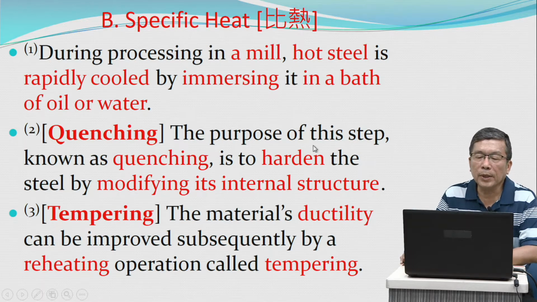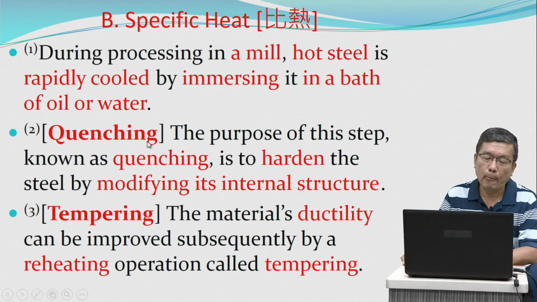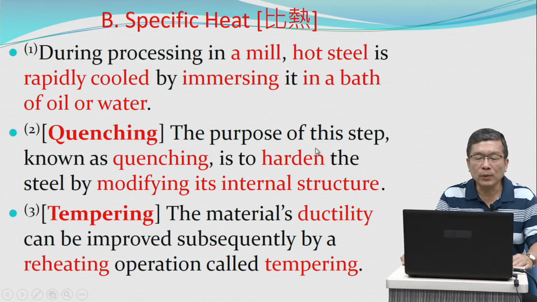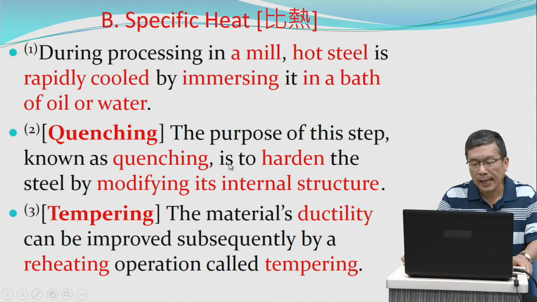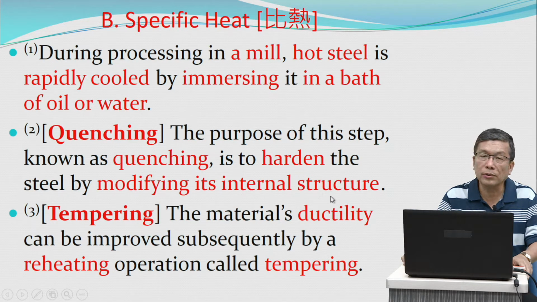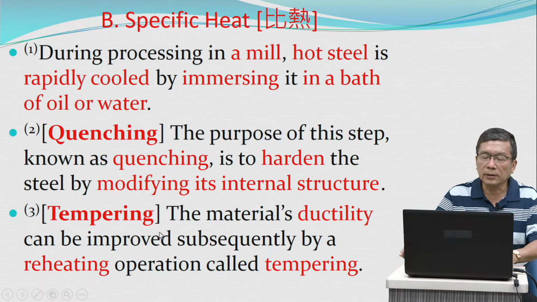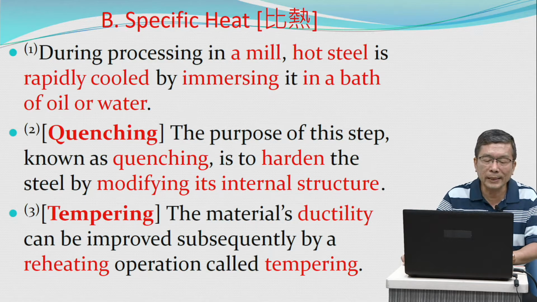During a process in a mill, hot steel is rapidly cooled by immersing it in a bath of oil or water, called quenching. The purpose of this step, known as quenching, is to harden the steel by modifying its internal structure. Tempering. The material's ductility can be improved subsequently by a reheating operation called tempering.